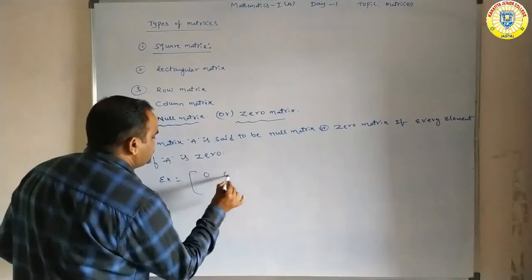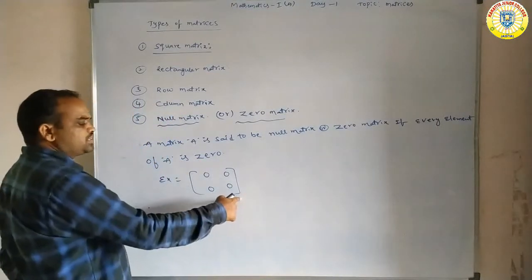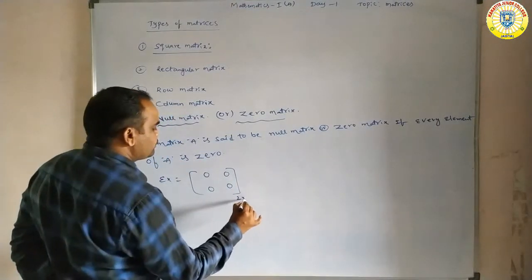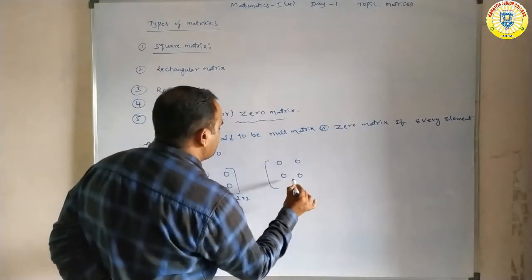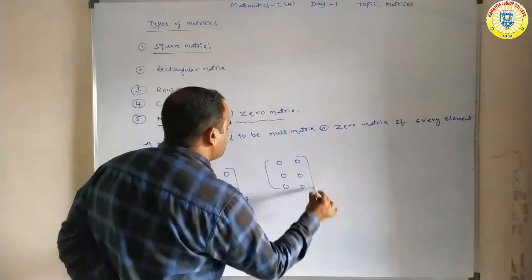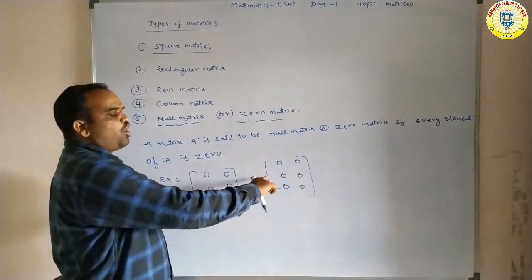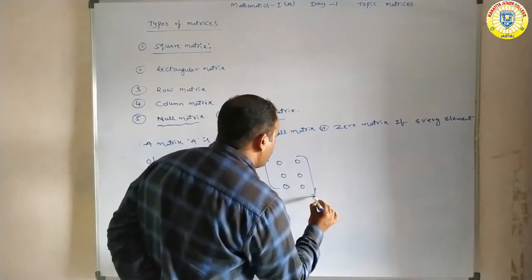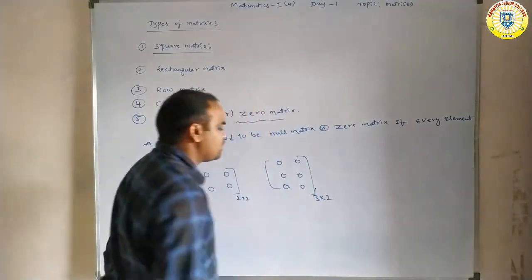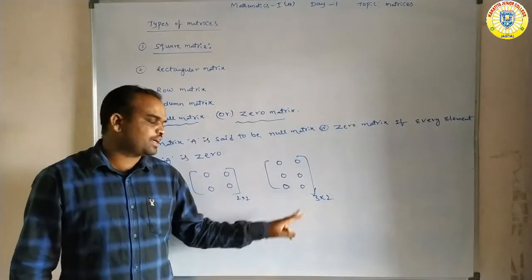So 0, 0, 0, 0. This is the null matrix of which order, sir? 2 by 2. Okay now, right like this one: 0, 0, 0, 0, 0, 0. This is also a null matrix of which order? How many rows are there? 3 rows. How many columns are there? 2 columns. That's why this is the null matrix of 3 by 2. 3 rows are there, 2 columns are there.